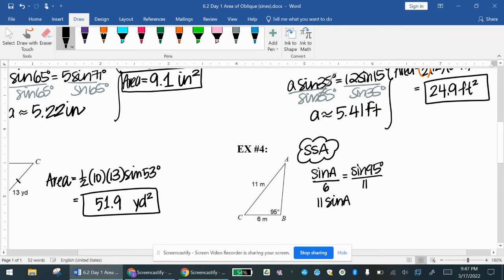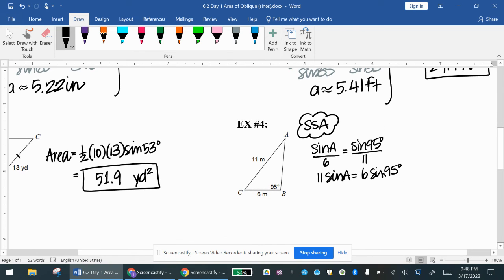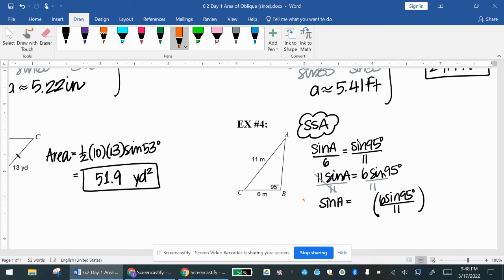When I cross multiply, I get 11 sine of A equals 6 sine of 95. This should look familiar. We did a problem like this yesterday. When you divide by 11, you still have sine of A, and the only way to cancel that is to take the inverse sine. So I'm actually going to leave some space in front of this fraction, so I could take the inverse sine of both sides. Remember, this is the only time you use inverse sine, when you're trying to find the angle measure.